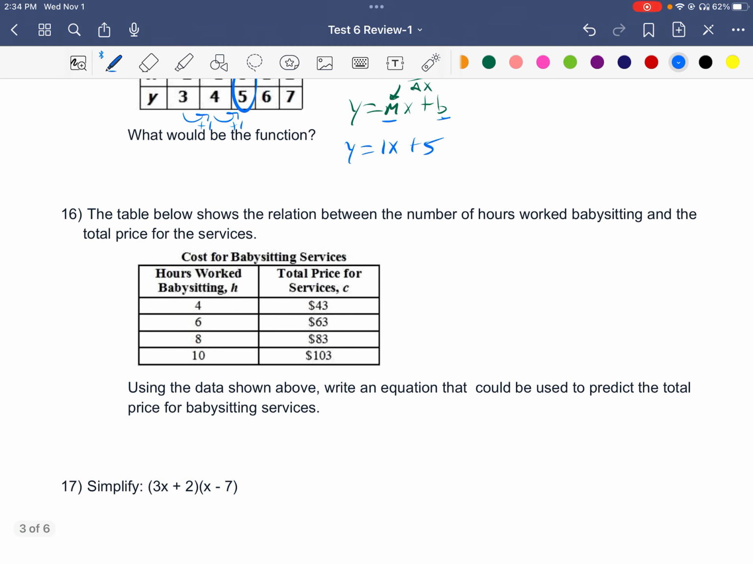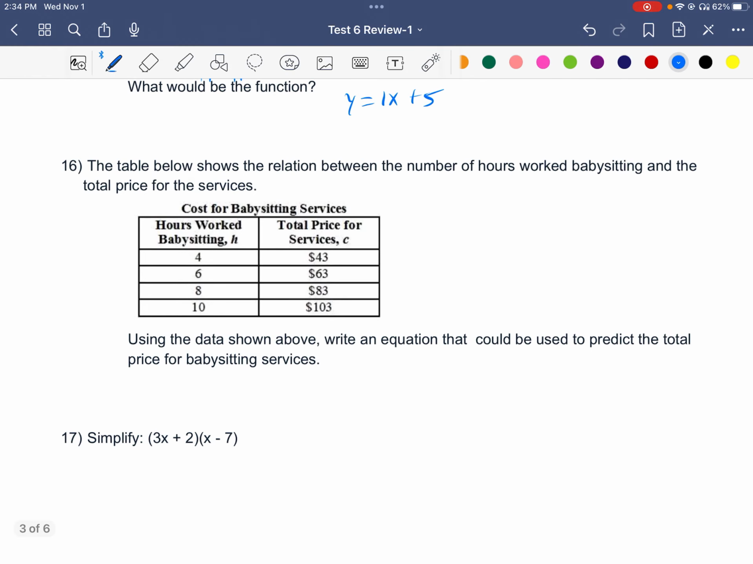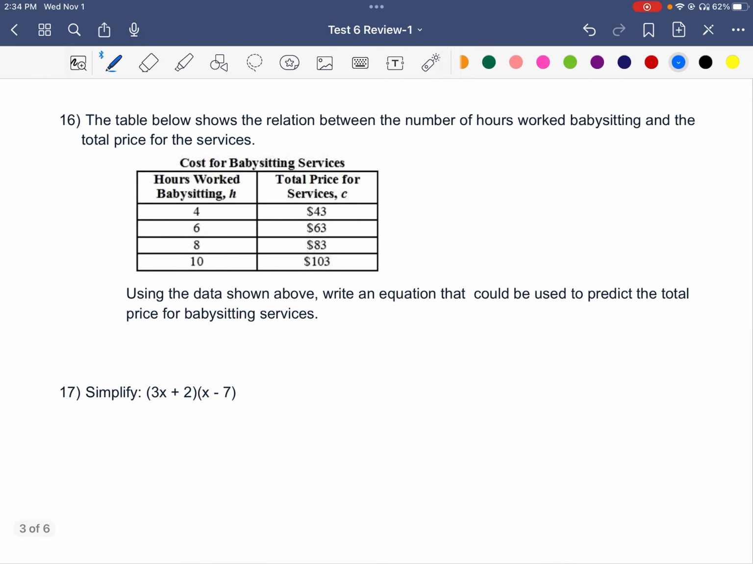16. The table below shows the relation between the number of hours worked babysitting and the total price. Using the data shown above, write an equation that could be used to predict the total price for babysitting services.